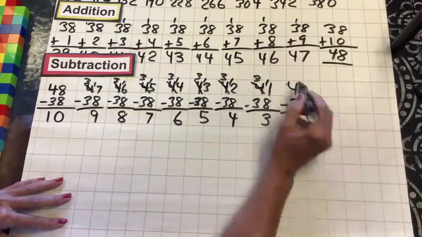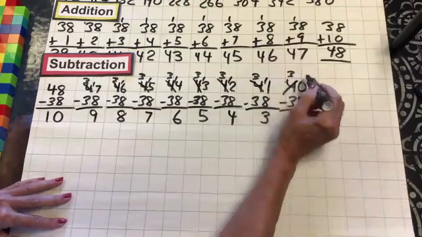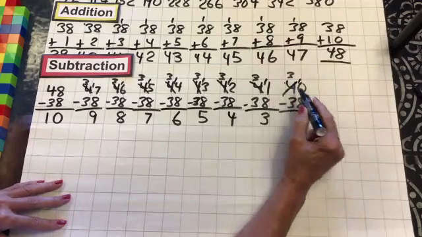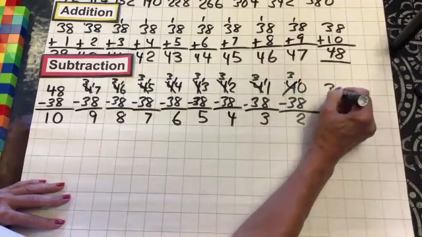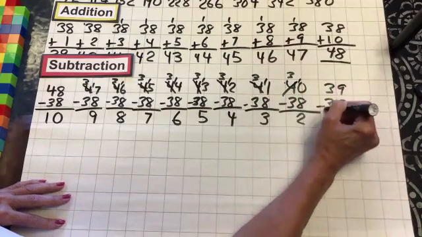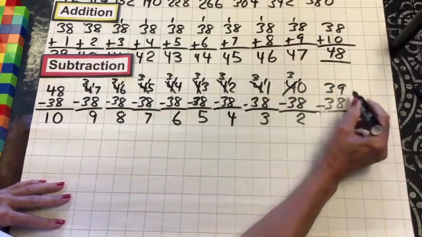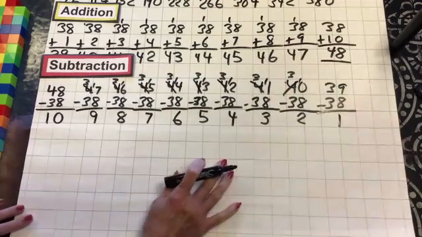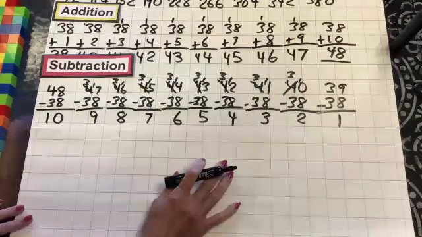8 from 0, can't do. Borrow from the 4, making it 3, making that 10. 10 minus 8 is 2. 3 minus 3, nothing. 39 minus 38. 9 minus 8 is 1. 3 minus 3 is 0. And we're done. Nice job.